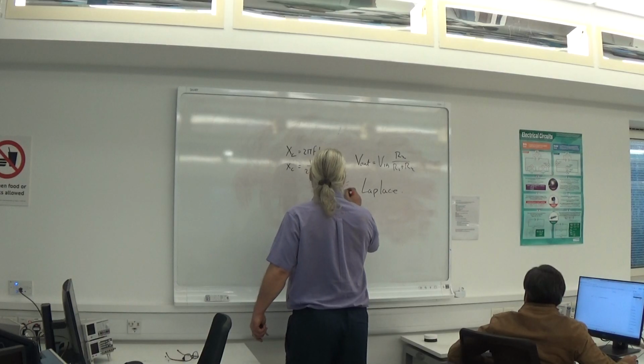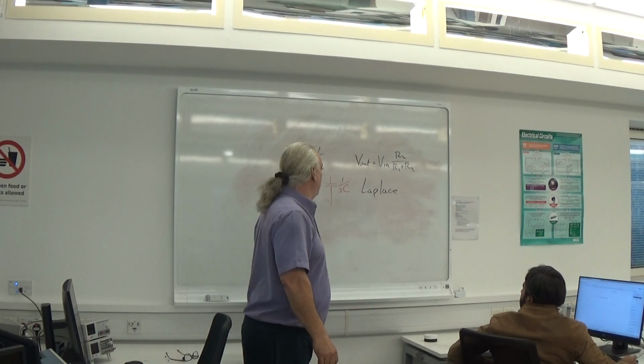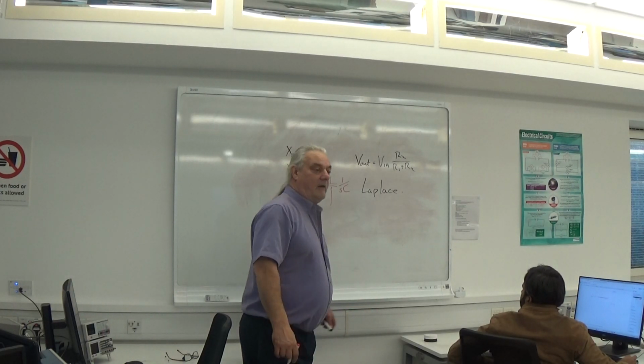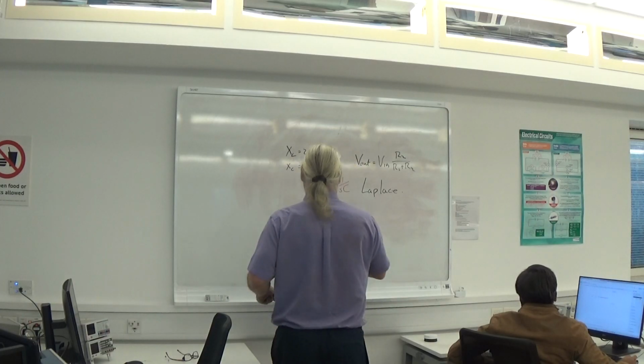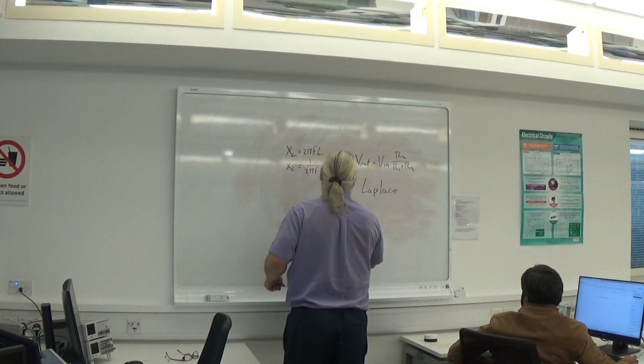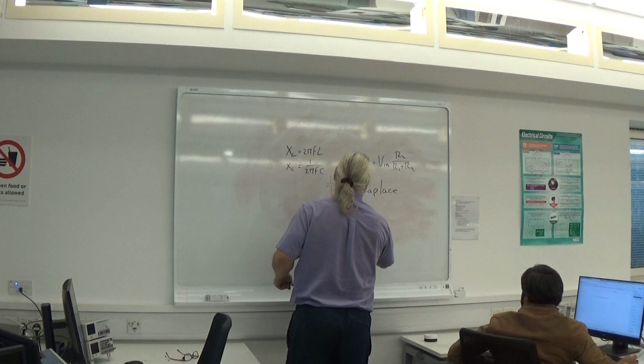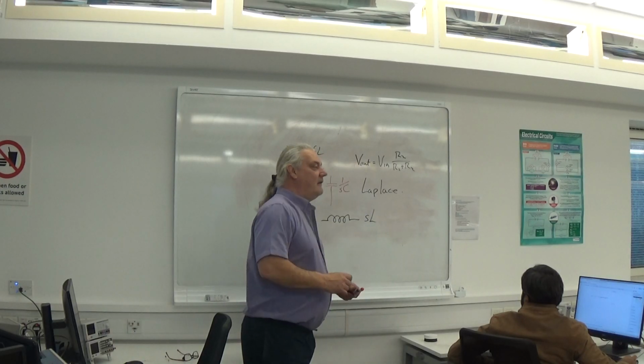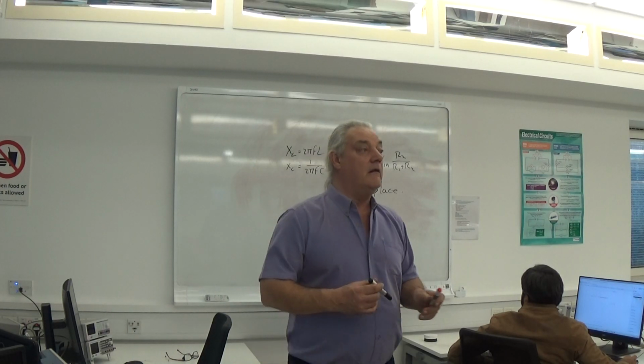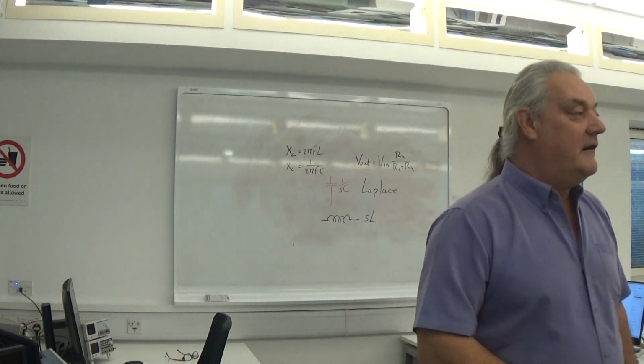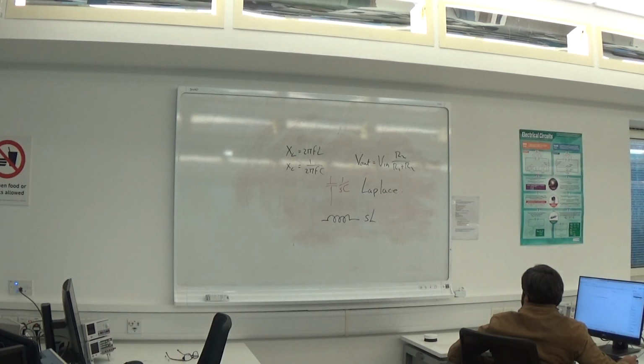It's got more complicated claims as for other signals, but if everywhere we see a capacitor, we replace it with 1 upon SC, and everywhere we see an inductor, we replace it with SL. Now we can just use basic algebra and we can solve for anything that's got inductors or capacitors in it. There is nothing else really.